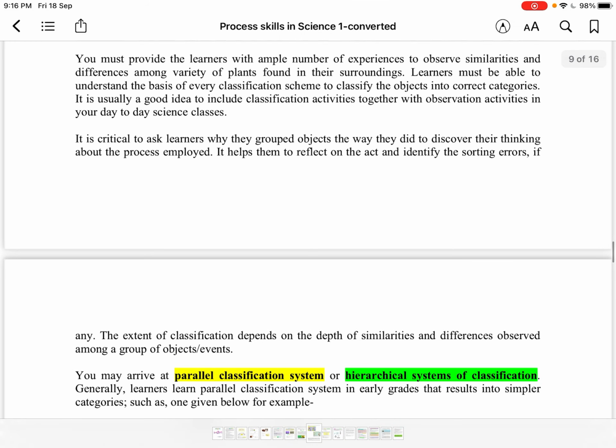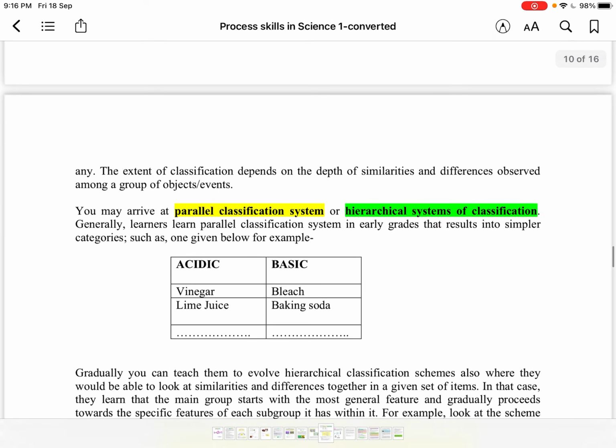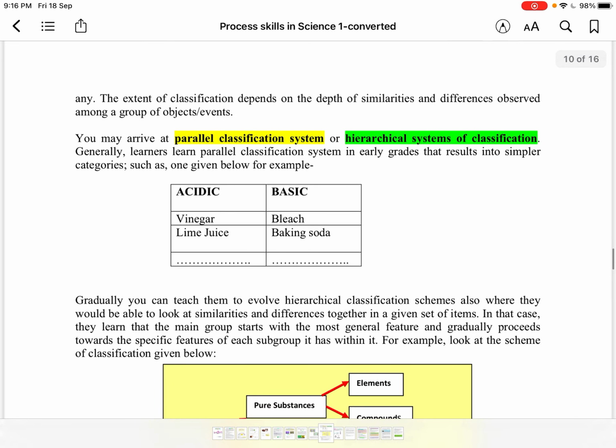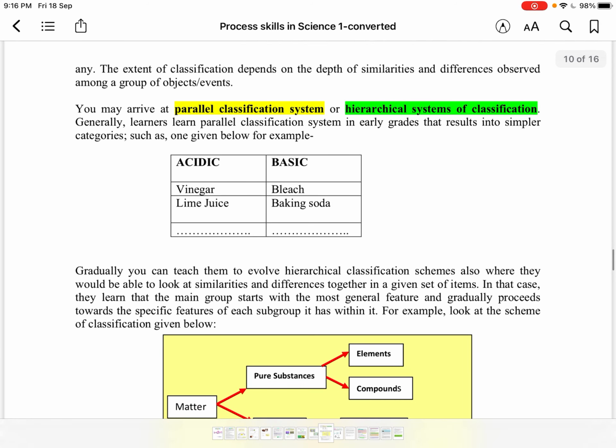And there is another way of classifying, that is a parallel classification system or hierarchical system of classification. This is also important. And parallel classification, here is the example.